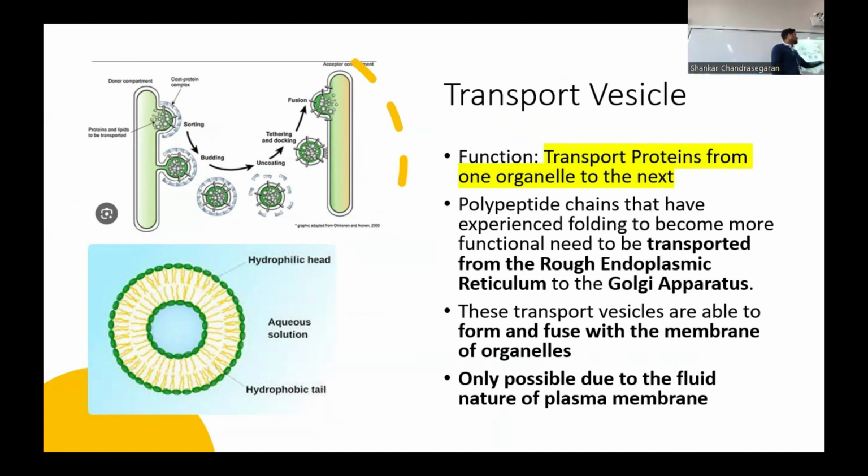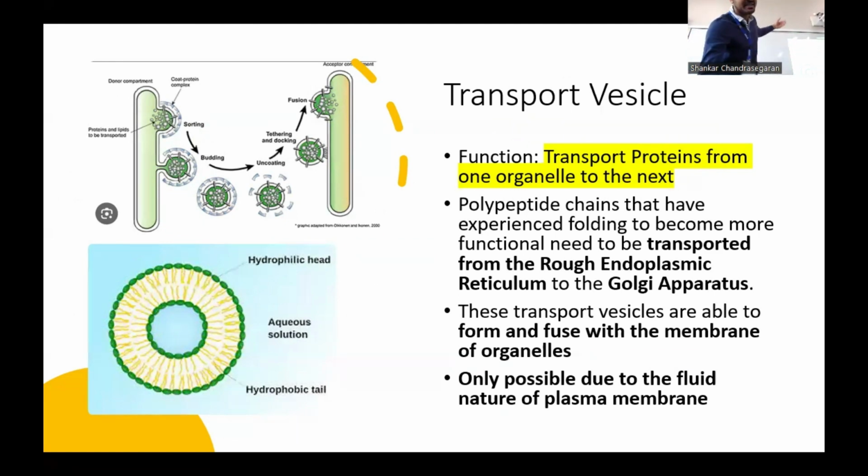All right. So once they've become functional, they need to be transported to the Golgi apparatus. They will travel through the vesicles. These vesicles form and fuse with the membrane of organelles. And this is only possible due to the fluid nature of plasma membrane. Okay, you can't just do this with any object, right? It needs to have a fluid-like nature, and that's why plasma membranes are able to do this.